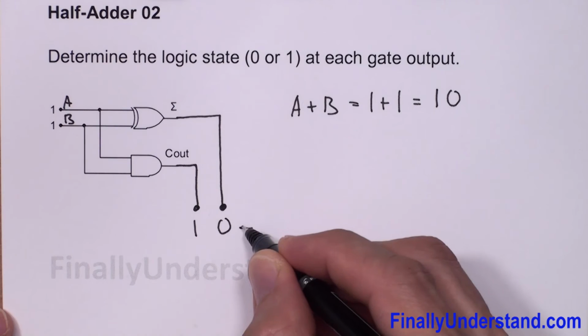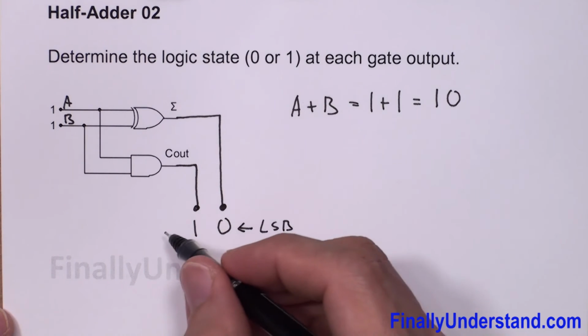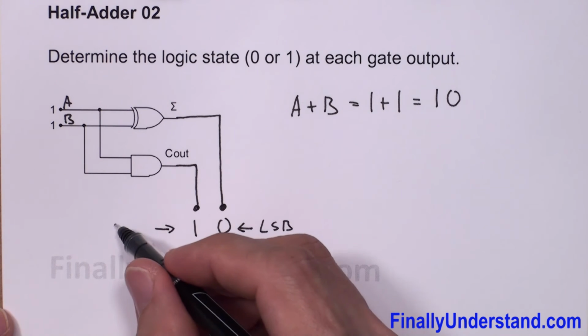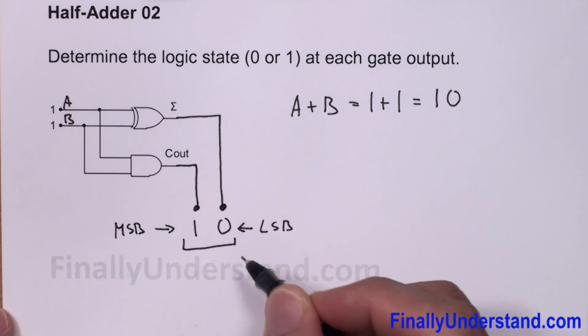Keep in mind that the sum is going to always be my least significant bit, and carry out is going to be always my most significant bit. And this is the solution to my problem.